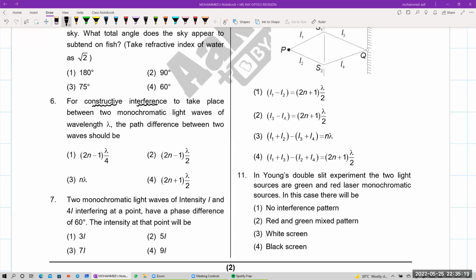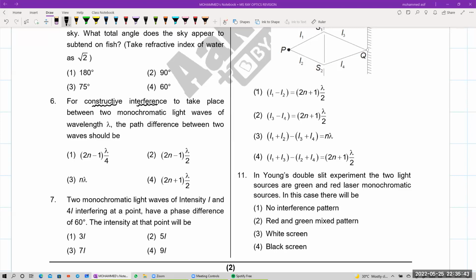2n minus 1 lambda by 4, 2n minus 1 lambda by 2, 10 lambda, 2n plus 1 into lambda by 2. क्या होना चाहिए बेटा? Anyone can give me the answer in the chat box. Ansari गलत, इब्राहिम गलत, तहसीन करेक्ट, इब्राहिम रॉन्ग.